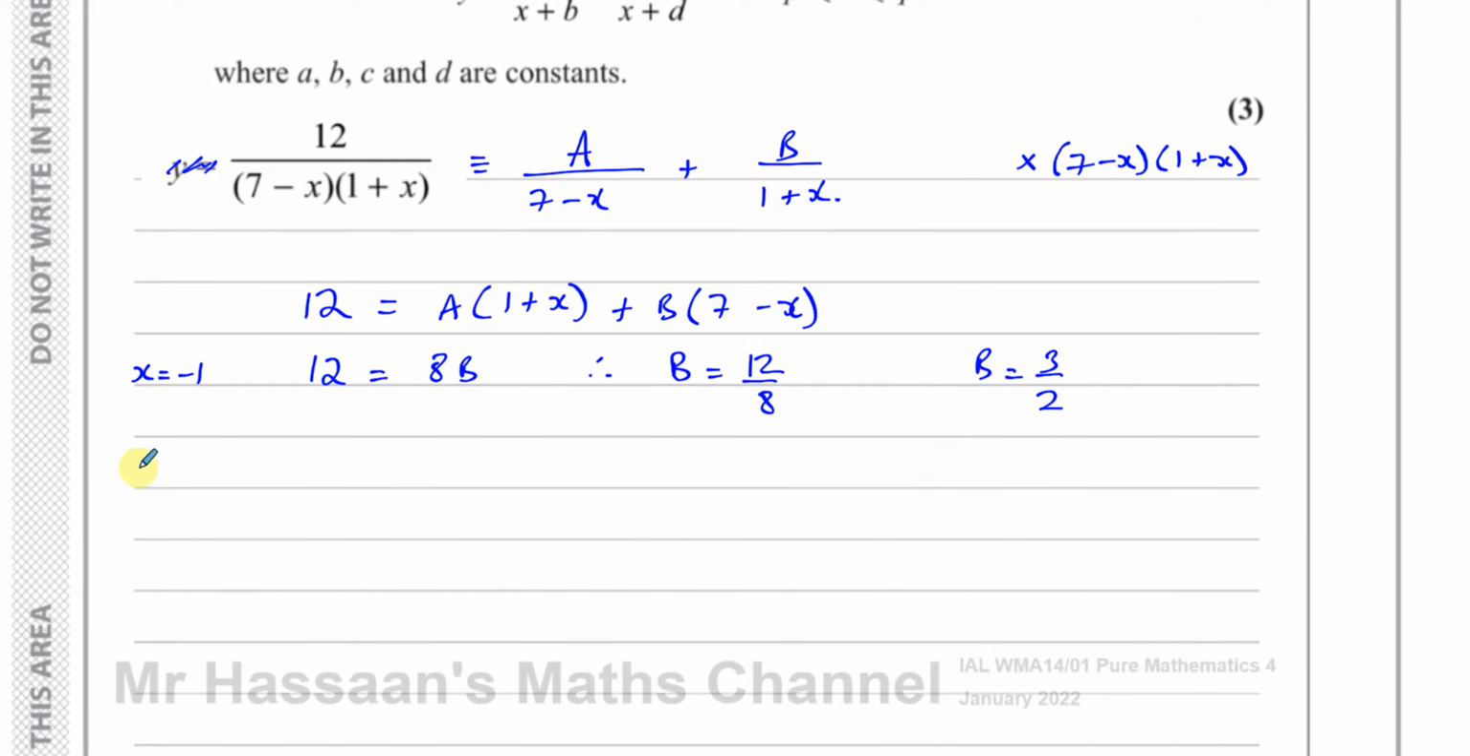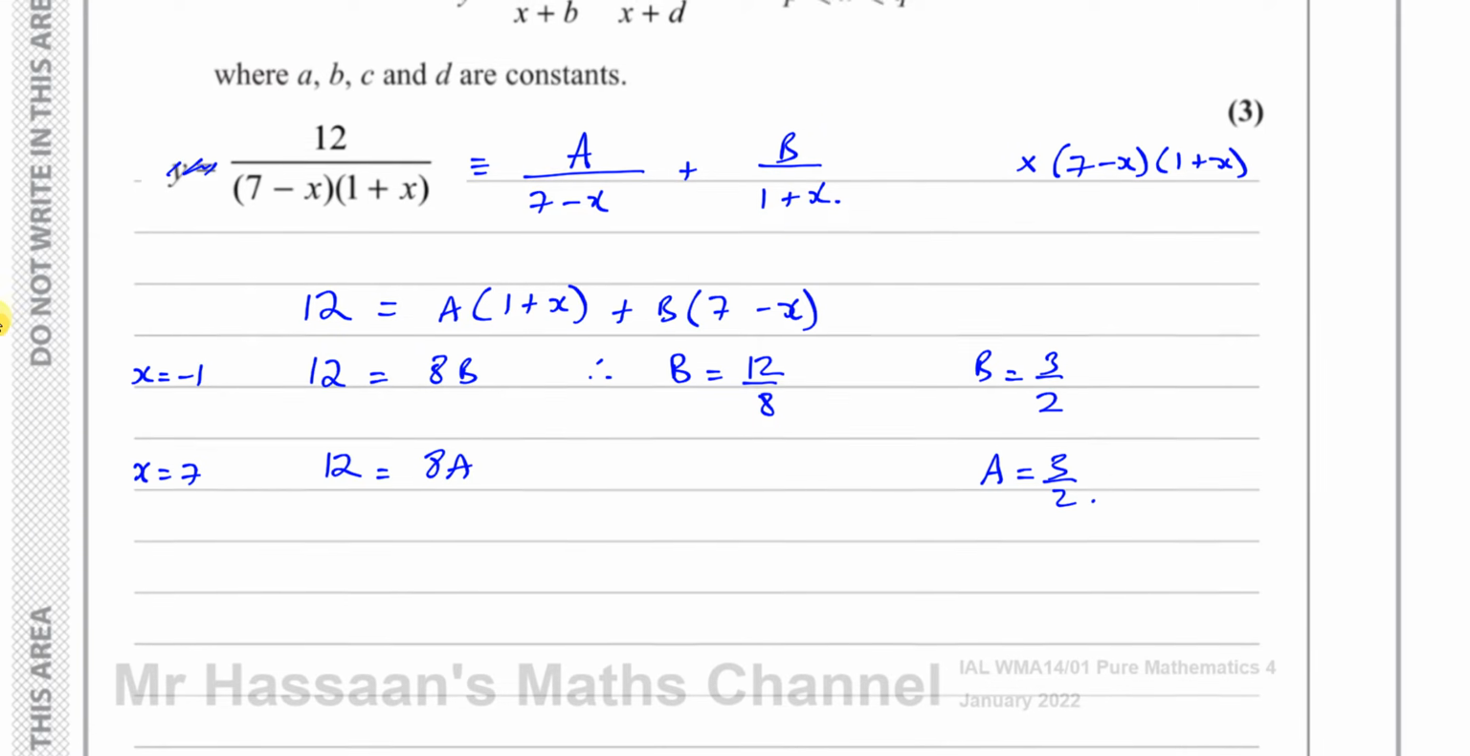And similarly, to find a, I can choose a value of x which will eliminate the b, which is going to be 7. Put x equals 7 into this identity. This term is going to become 0, and I'll be left with 12 equals a times 8, which is 8a this time, not b. This is 8a. Therefore, we can say that a is also going to be 3 over 2.